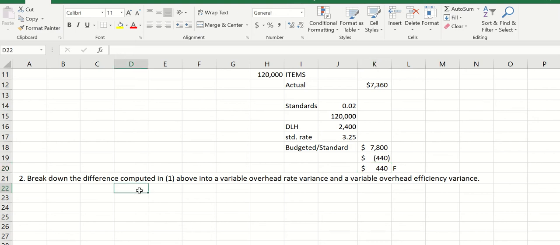So remember how we remember these: A, S, and then this one is not QP because it's not quantity and price, it's hours and rates. So HR. So now over here we have our rate variance, these two over here, and then we have our efficiency variance, because of the standard hours versus the actual hours.